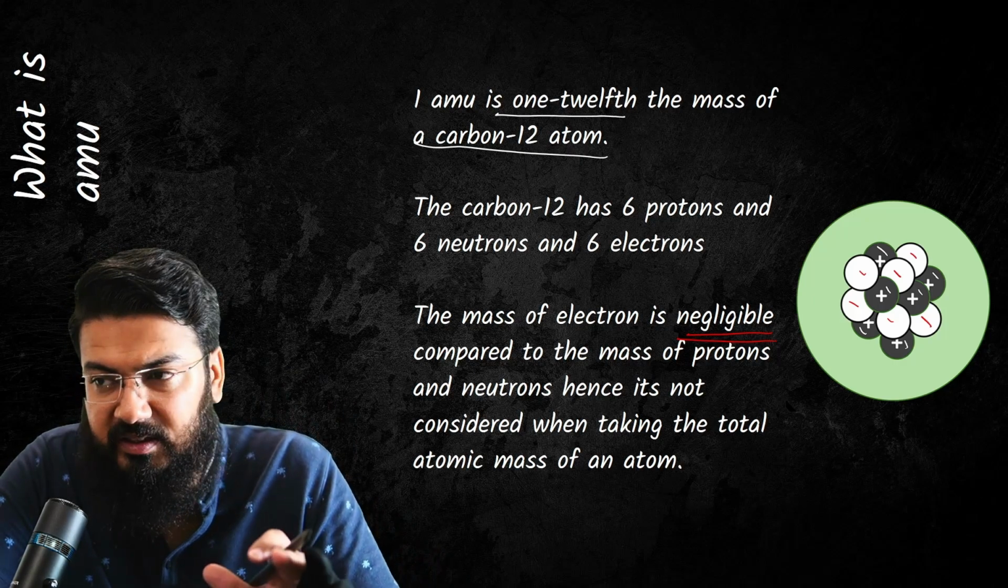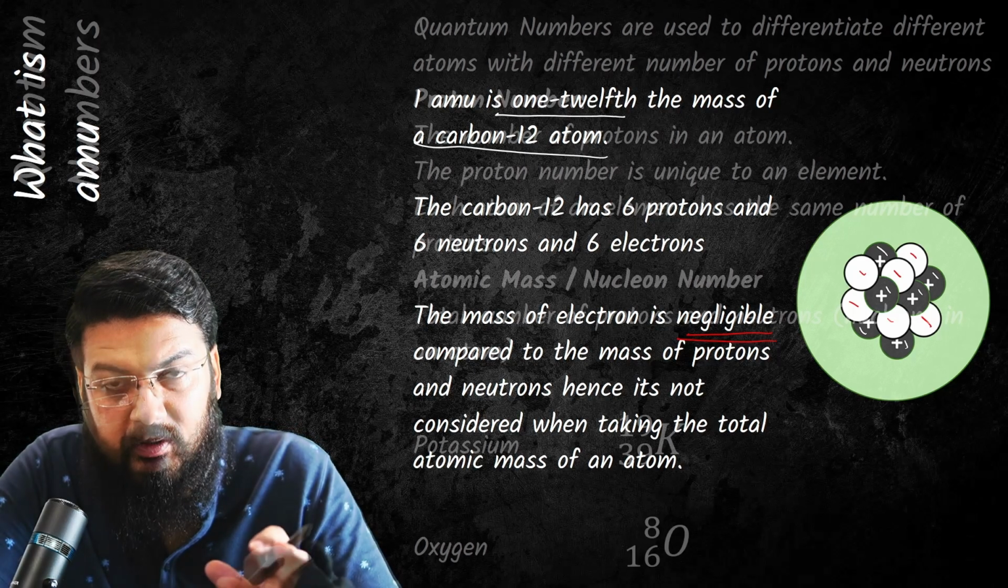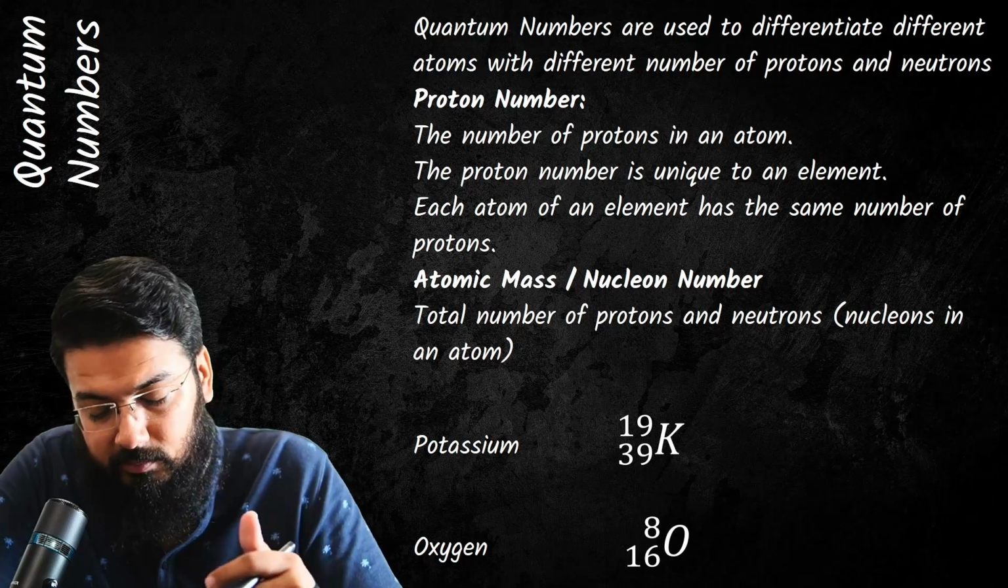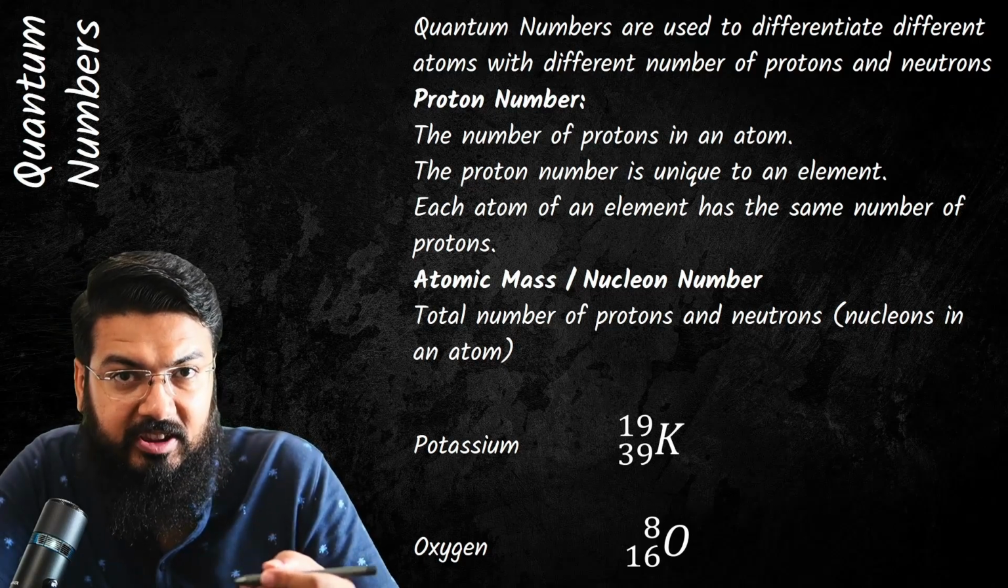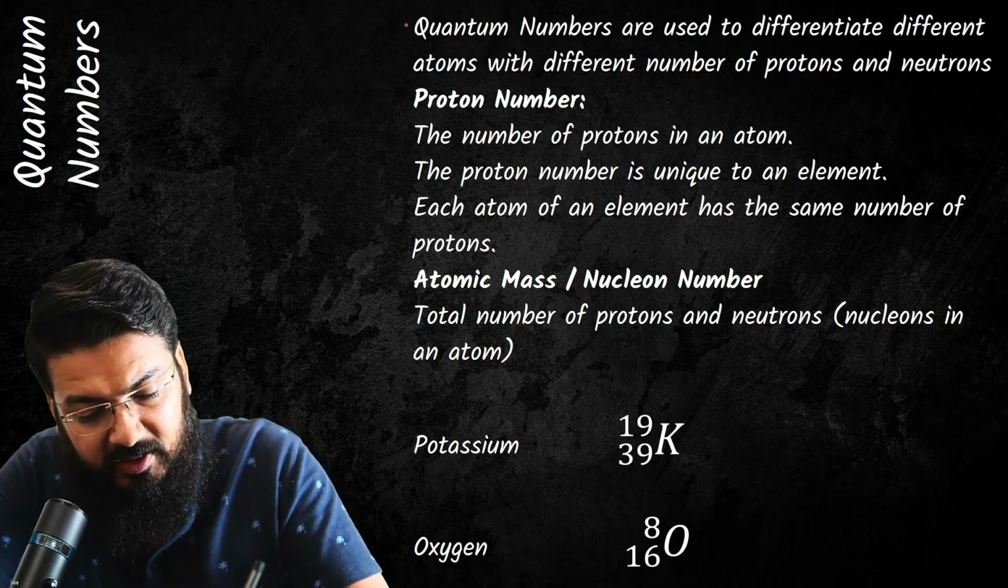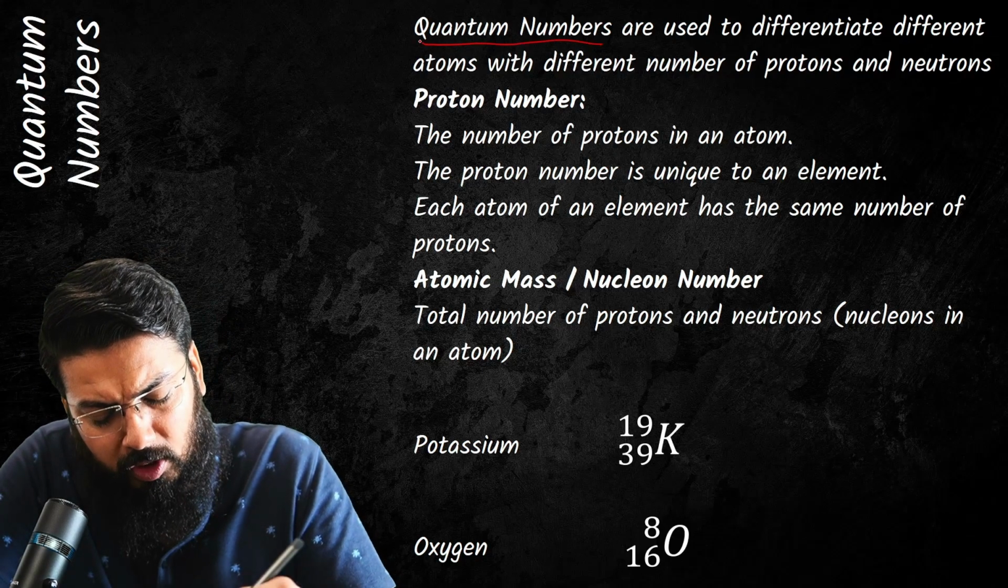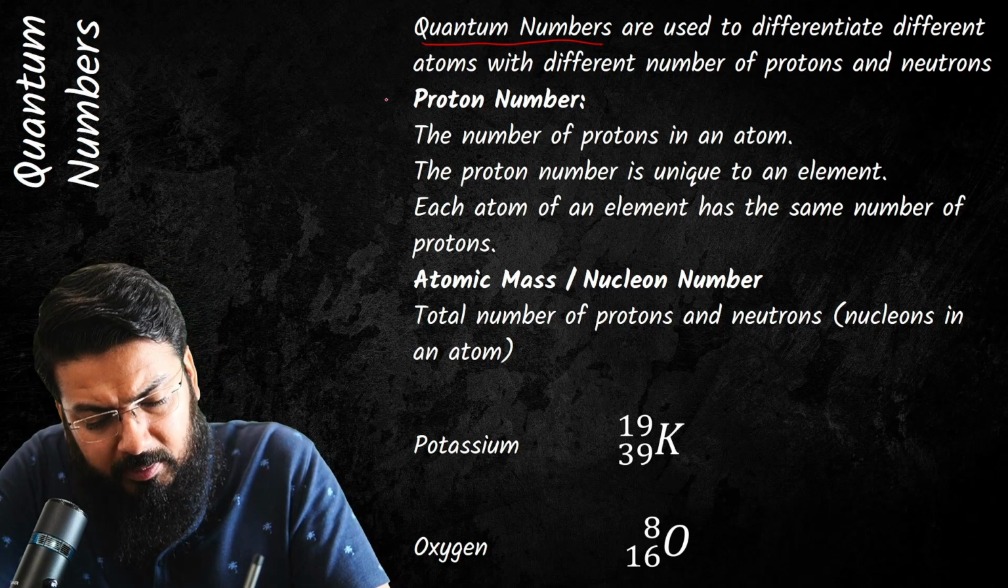Okay, so I hope that this made sense to everyone what 1 AMU is. Now, how do we characterize an atom or an element? Characterization of atoms and elements takes place by using quantum numbers. What are quantum numbers? The very first quantum number is the proton number.